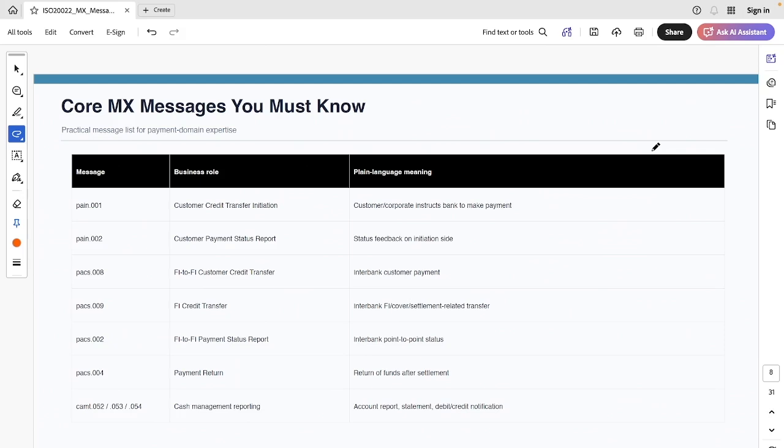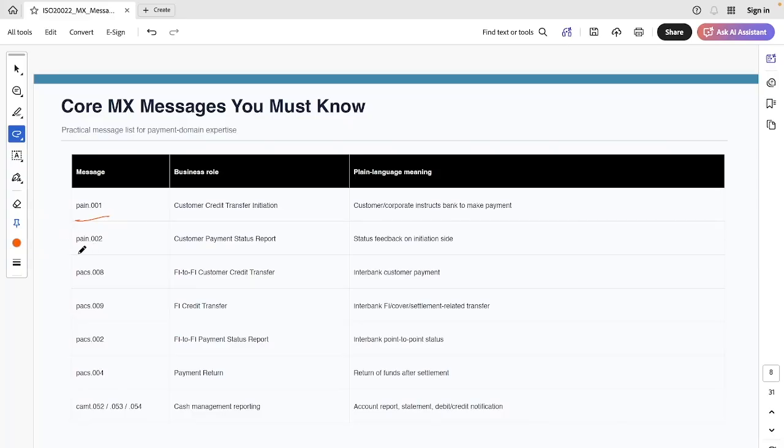Start with the messages that appear repeatedly in payment projects. You will see pain.001. It's a customer credit transfer initiation. In plain language, a customer or corporate instructs a bank to make a payment. This is often seen in corporate payment files, salary payments, supply payments, or treasury payments.